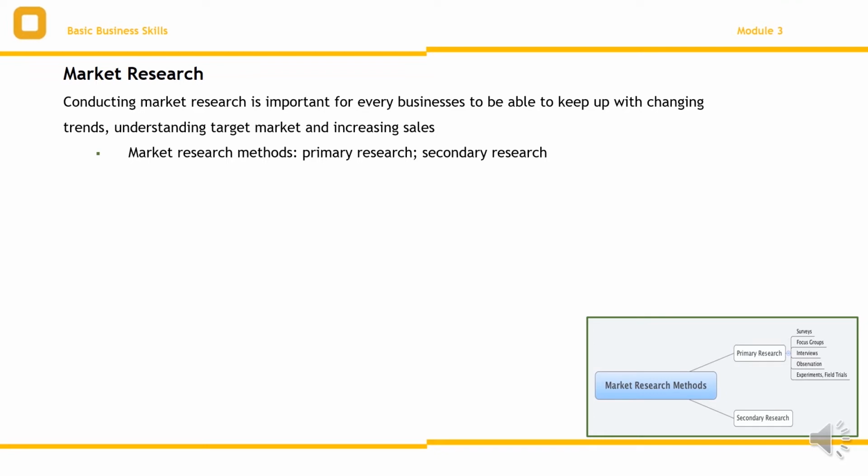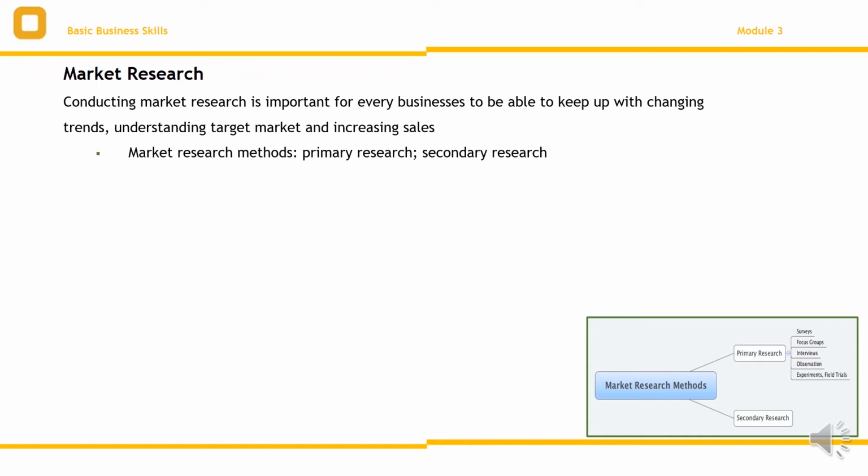Market research methods include primary research as well as secondary research. So when you're collecting data or information, you can use primary research methods or secondary research methods. So what is the difference between the two?